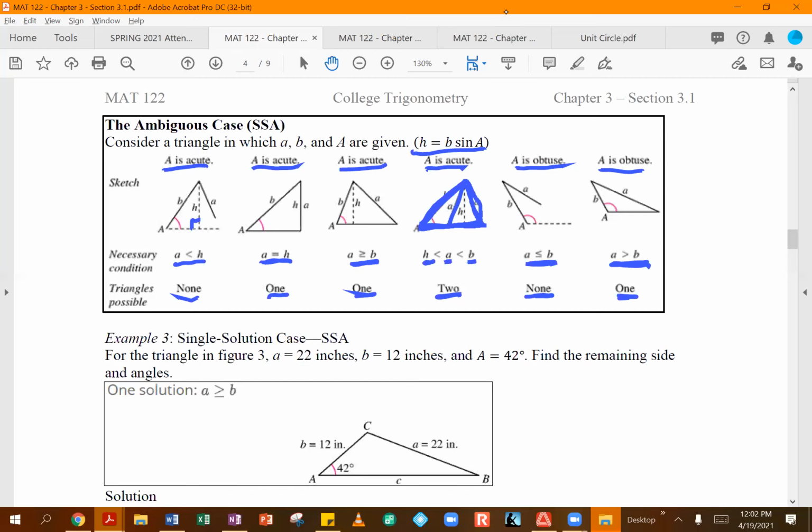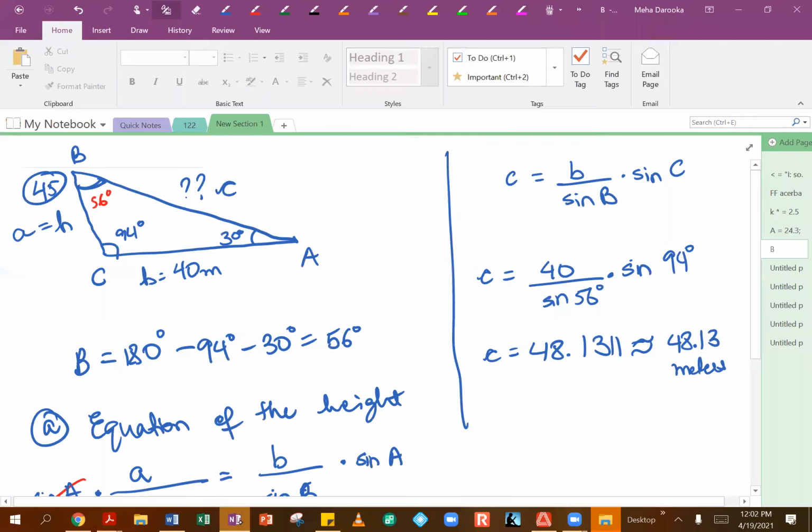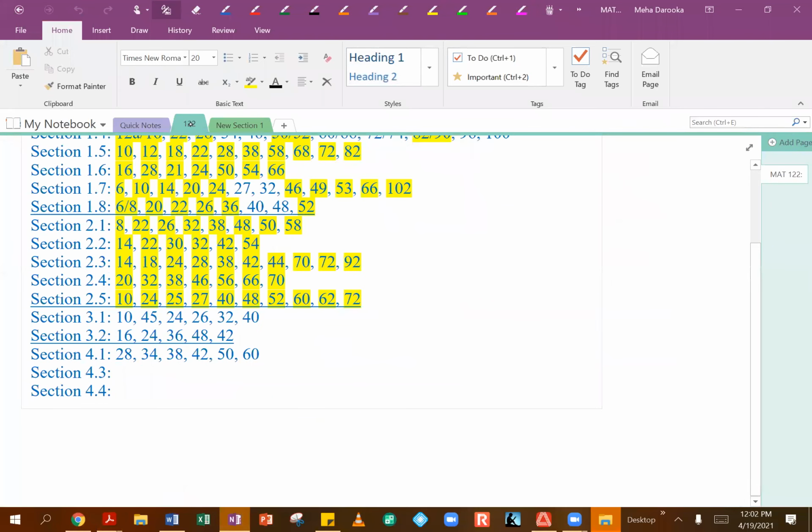So let's take a look at our first example over here with this ambiguous case. And for this one, let's look at number 24.